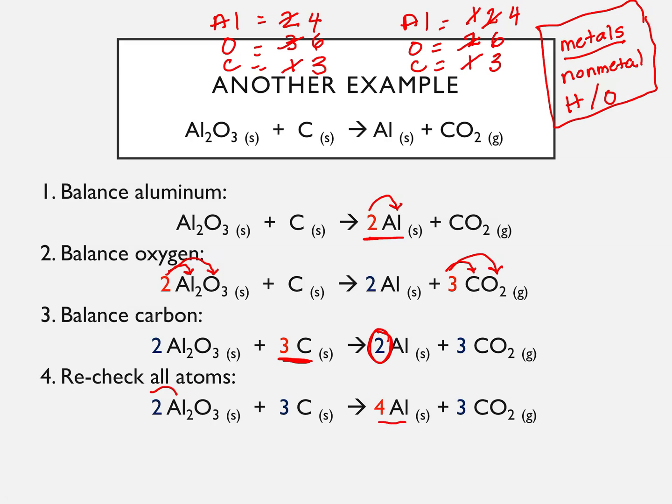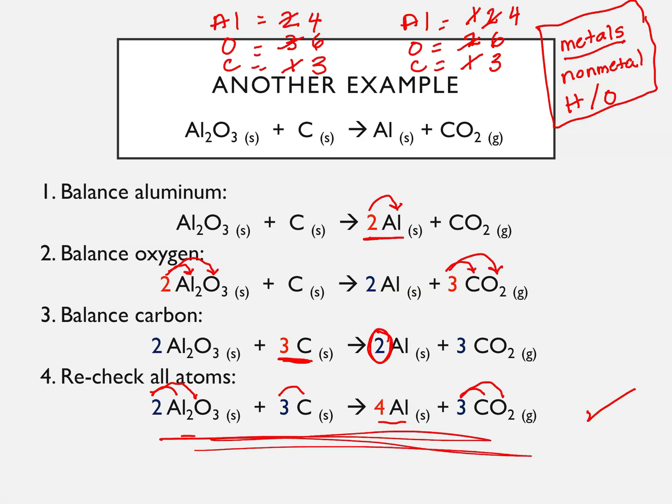And then, as far as the oxygen goes, we have 3 times 2, which gives us 6, 3 times 2, which gives us 6. And then our carbons, we have 3 times 1, which gives us 3, 3 times 1, which gives us 3. Everything is balanced, and now we have balanced our equation. And so this would be the correct form of our equation here. And you'll notice it also has the states of matter for all of them.